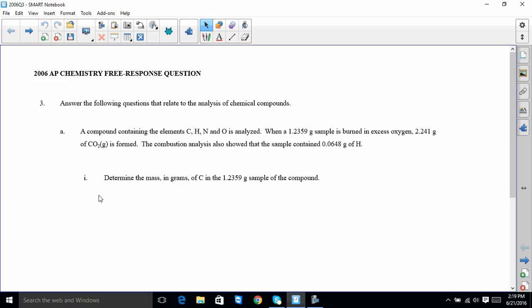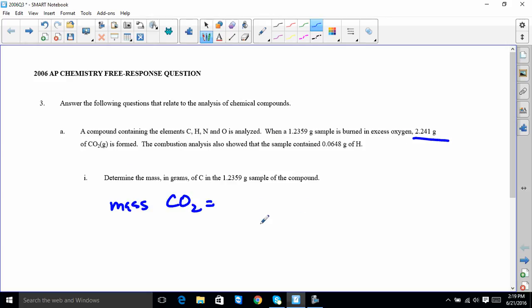They want you to take, given the mass of carbon dioxide, they tell you that the mass of the carbon dioxide is 2.241 grams. They want you to use that, go backwards to figure out what the mass of carbon would be. And believe it or not, this is the most difficult problem in the whole thing, and it's the first one. This is the best way I found to teach it. There's lots of ways to do it.